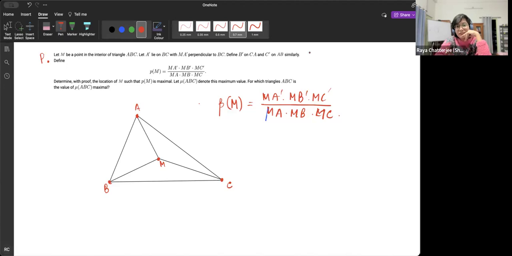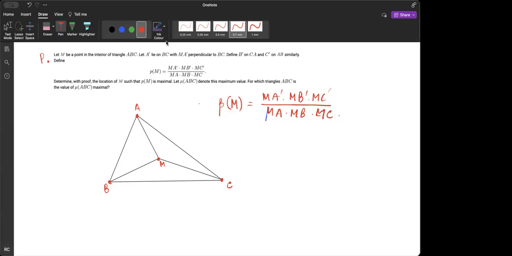Any ideas, anything you can think of, please feel free to tell me. Even if you don't solve the entire problem, that's okay. Just guessing, but is M the in-center maximally? Yes, yeah.